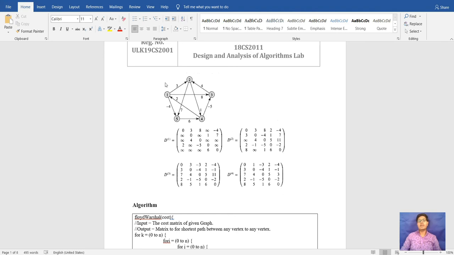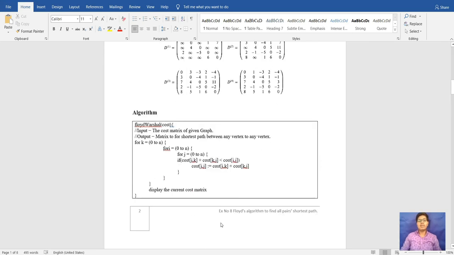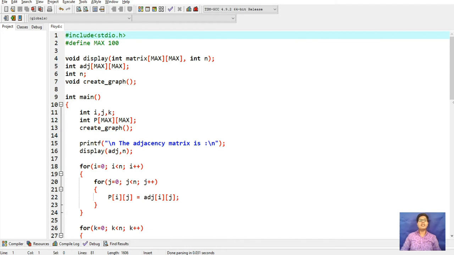From 2 to 3, there is no direct edge, so it will go from this side and come here, so it is -4 as given below. Lastly, the simplified graph will be there. So this all will be simplified in the last graph. Afterwards, let's see the program.